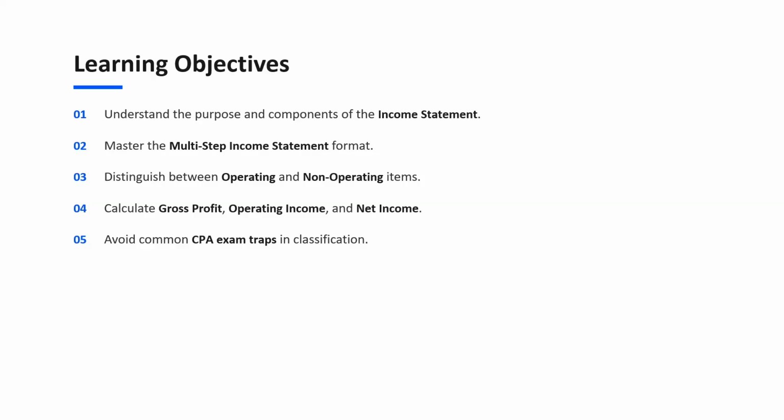We're going to go over the differences between operating and non-operating items. We will go over gross profit, operating income, and net income. And in the end, I'm going to give you some CPA exam traps that you may encounter in the exam.